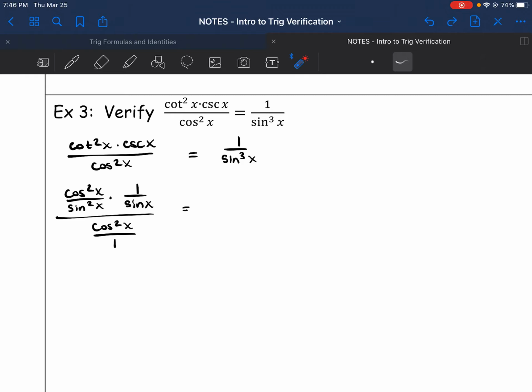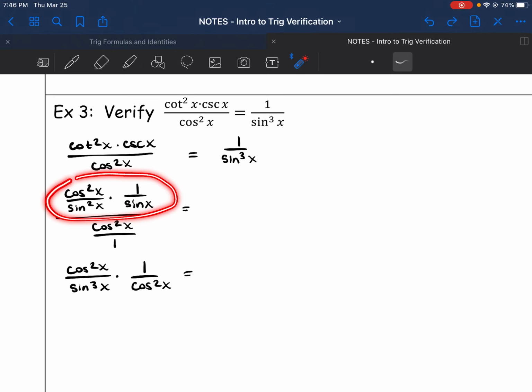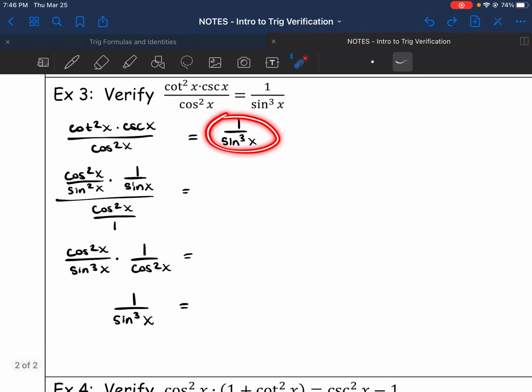So when you look at what's going to happen here, since these are multiplying, this 1 over sine of x and cosine squared over sine squared, when we multiply them, we're going to get cosine squared on top and sine to the third on the bottom. So I'm going to do keep change flip. Cosine squared of x over sine cubed times, and then we flip this upside down, 1 over cosine squared. Now notice that cosine squared of x and cosine squared of x will cancel since we are multiplying. That's going to leave us with 1 over sine cubed of x, which is exactly what we are trying to verify. And we are done with this problem.